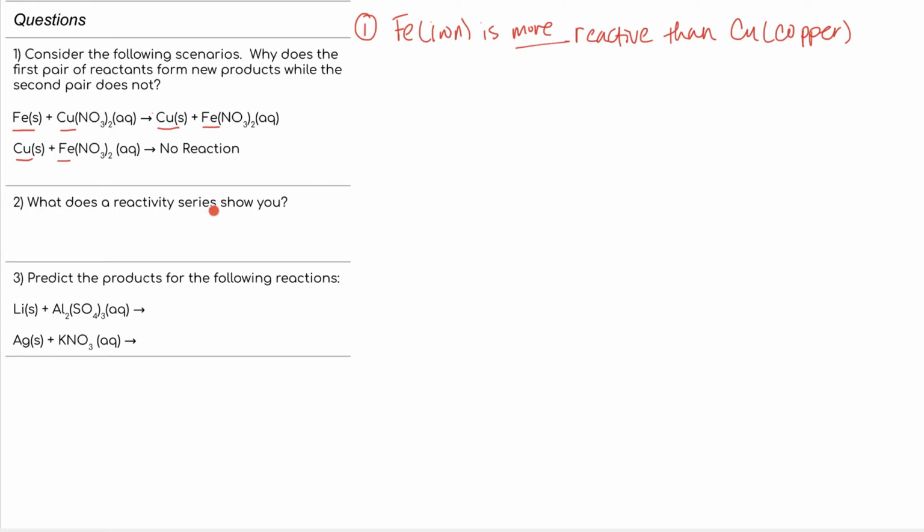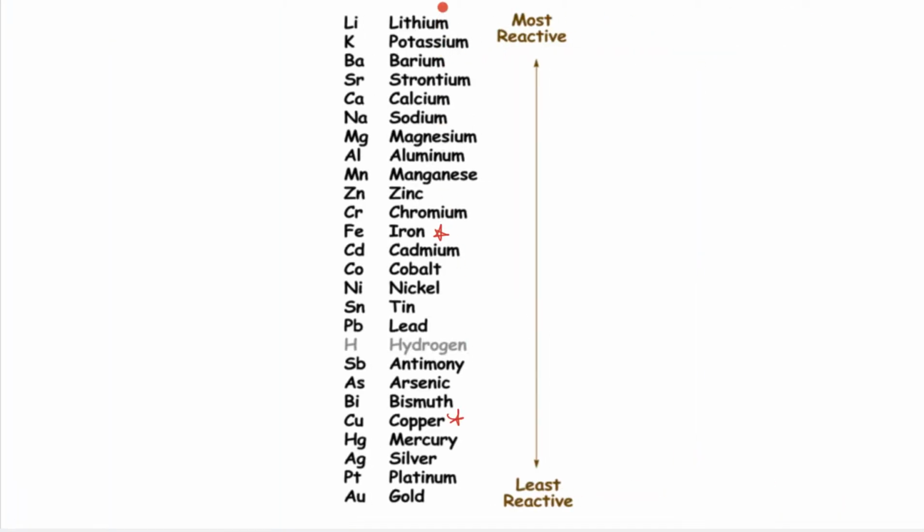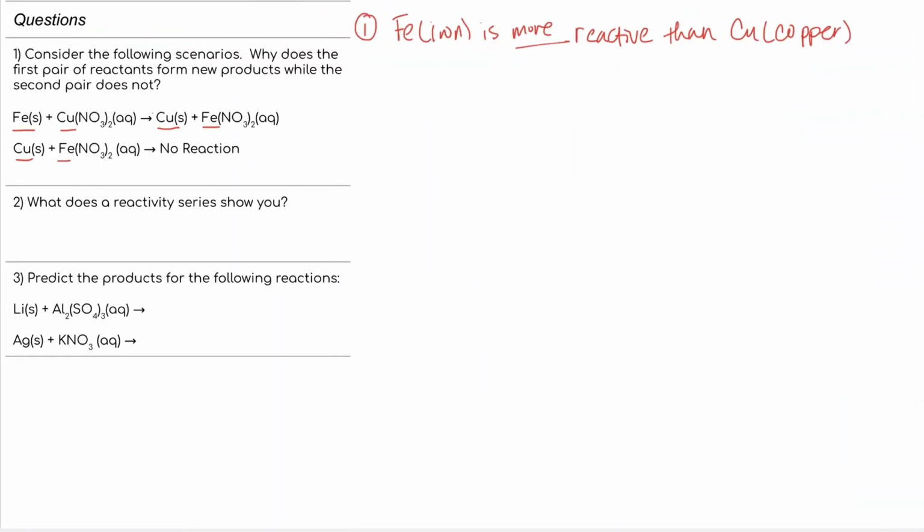So for number 2, what does a reactivity series show you? Well, it just shows you the relative reactivity, in this case, of different metals, including hydrogen, which is the non-metal. Things towards the top of the list are going to be metals that are better at losing electrons than things towards the bottom of the list, okay? And that's how we can predict whether a single replacement reaction will actually take place, is we compare the relative reactivity of the metal atoms that are involved, okay?